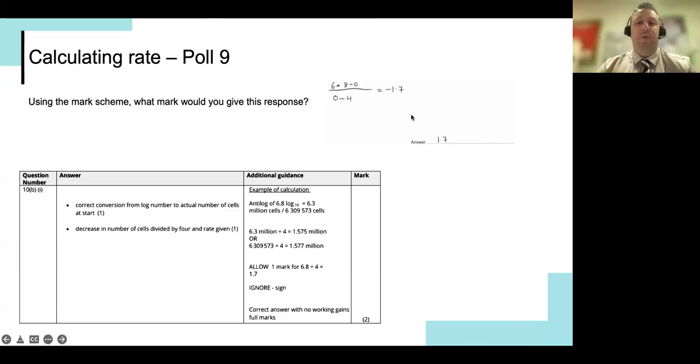So I'm just going to launch the poll and have a look at the student response. Just give me 10 seconds to do that. So going to launch and just see what marks.